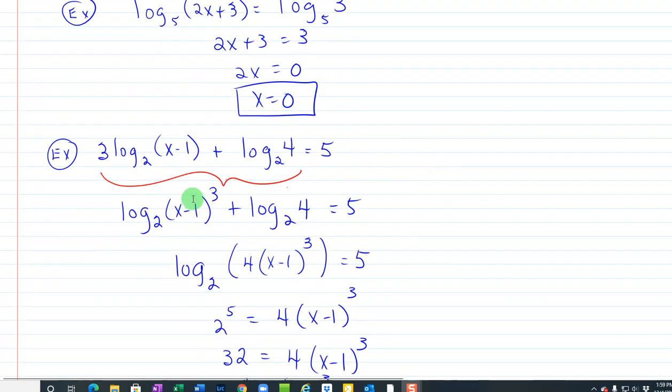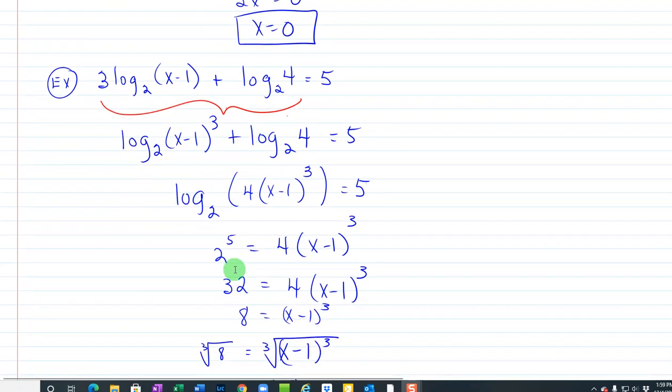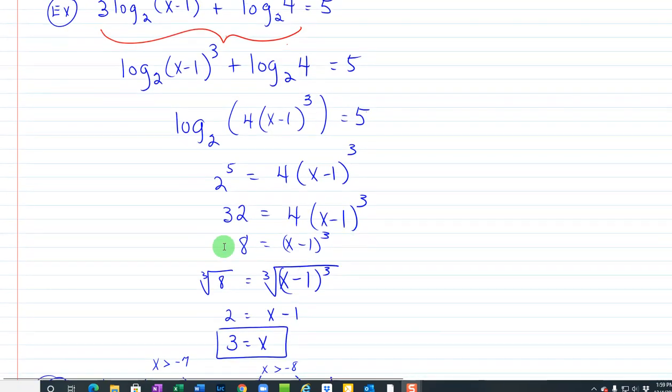Then if we're doing this one, we can't change to exponential until we have one log. So we use the properties of logs, and we're going to first put the powers up. So that 3 goes there. That's what I did there. Then we're going to say this is an addition, so we're going to make it a product. So log base 2 of 4 times x minus 1 to the third power. All right, so then we can change to exponential. 2 to the 5th equals 4 times this cubed. That makes that 32. That's all I did in that line.